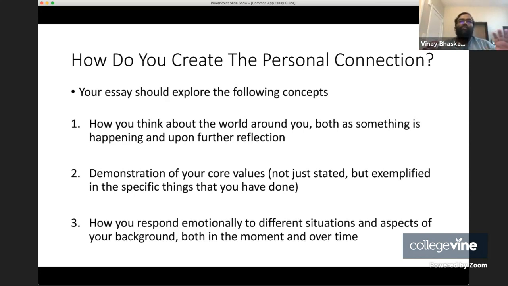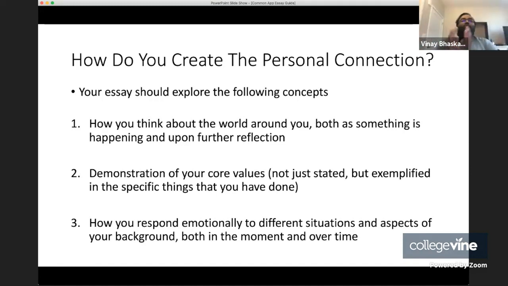And both of these are kind of the crux of personal connection, right? For someone to really know who you are, they need to know how you think, but they also need to know how you feel, right? Those are probably the two most important elements. And then they also need to know what matters to you, right?